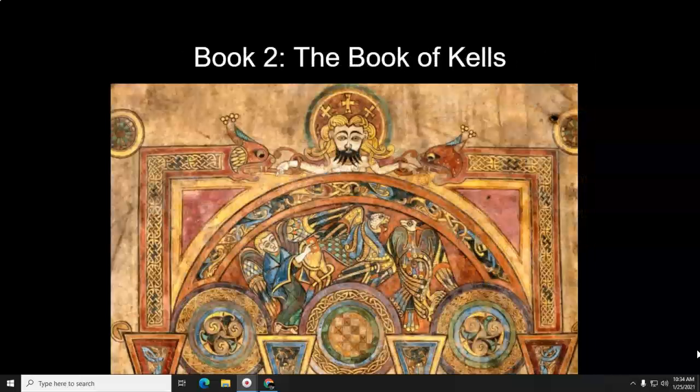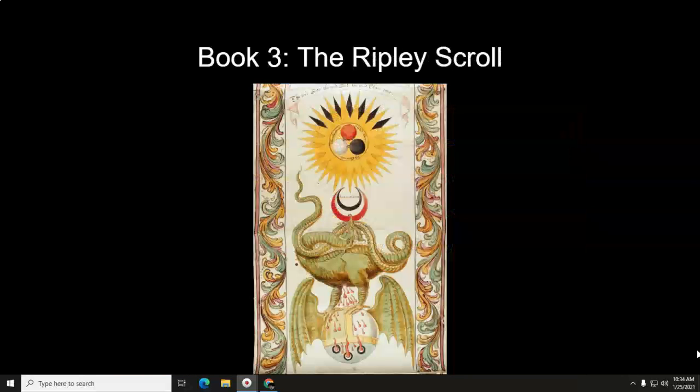Book 2 is the Book of Kells. I also spoke about this briefly in the history of books. This is just a really interesting and incredible work of art. Book 3 is the Ripley Scroll, which is a different type of book.